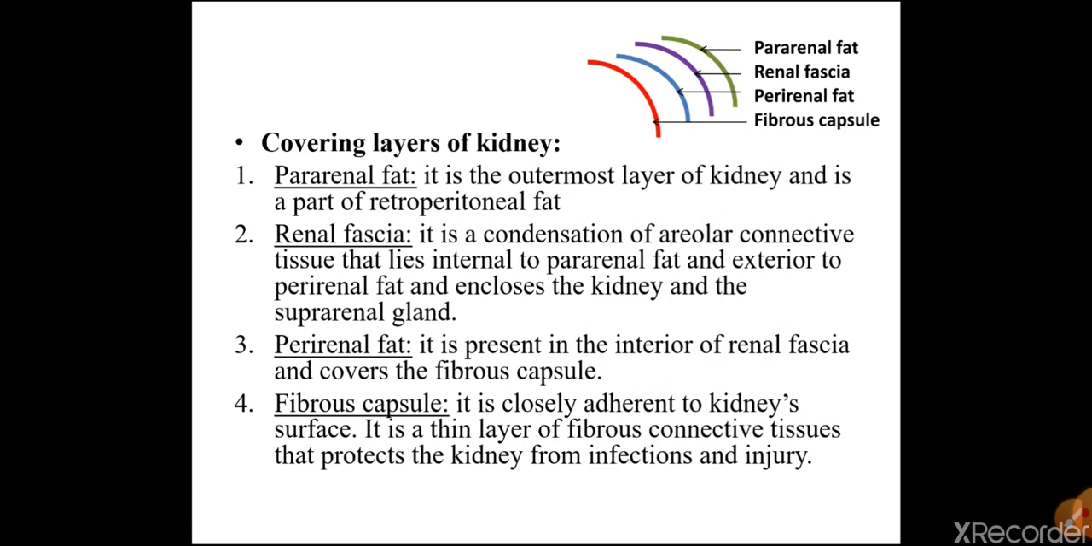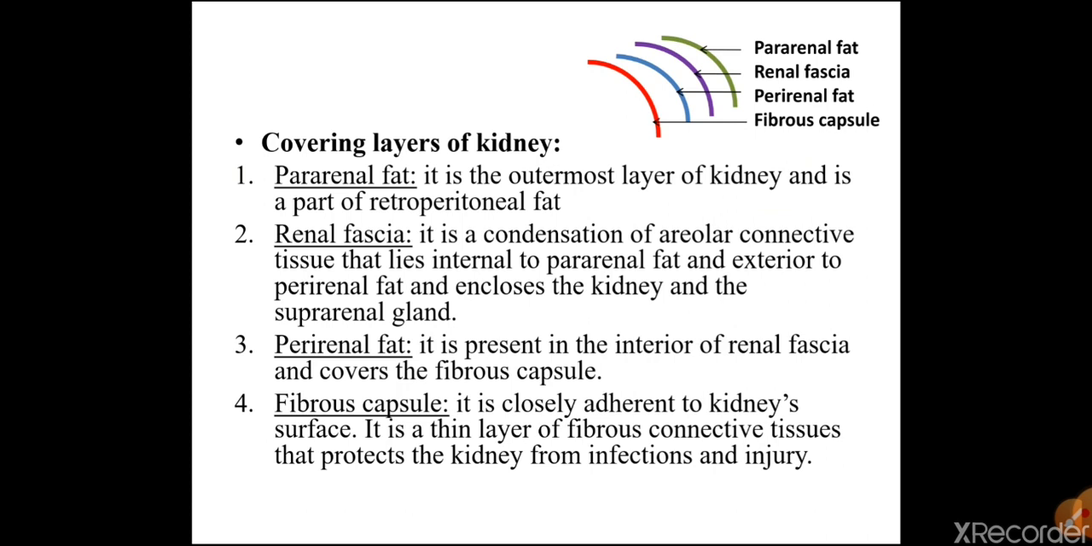Covering layers of kidney. There are 4 layers that cover the kidney to provide protection and protect it from any kind of infections, etc. The outermost layer of kidney is pararenal fat. It is a part of retroperitoneal fat. Then comes renal fascia. It is a condensation of areolar connective tissue that lies internal to pararenal fat and exterior to perirenal fat and encloses the kidney and the suprarenal gland.